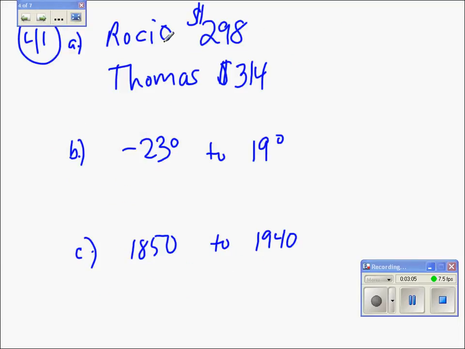Number 41 is all about differences, and you will see in class, the next class, about why exactly we're talking about these things. And you'll see absolute value has a lot to do with it. The first one, they give you these two people, Rocio, I guess, and Thomas. And Rocio has $298 and Thomas has $314. Well, when you take the difference, let's just say you did 298 minus 314. You might get negative 16.